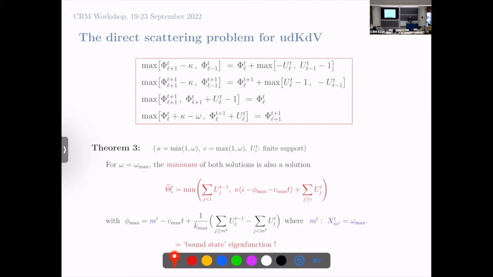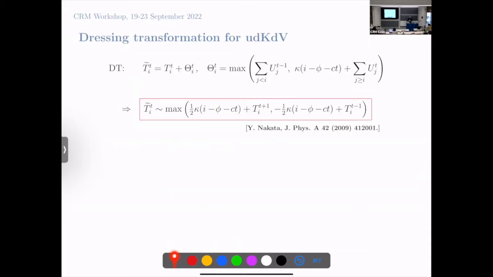And you can prove that, up to a gauge, it's basically the same relation if you choose a different position within the same block. And this is what I will call a bound state eigenfunction in the ultradiscrete world. And now, for all practical purposes, the direct scattering problem has been solved. And then you have to define a dressing transformation, first of all.